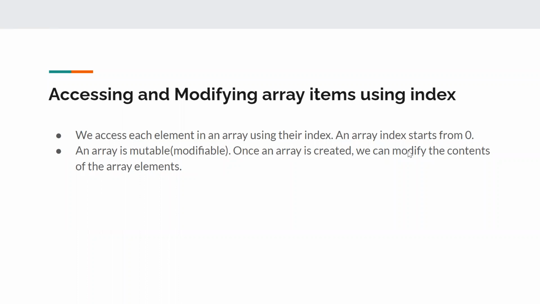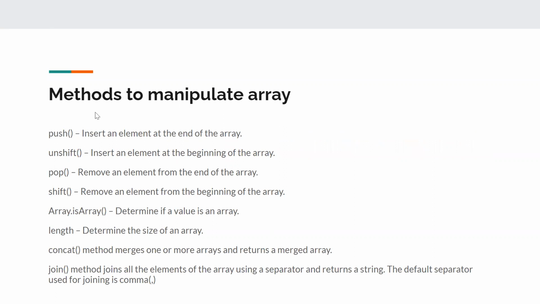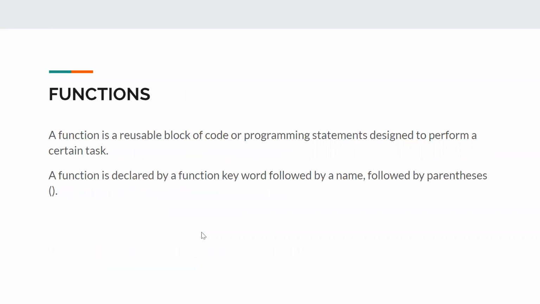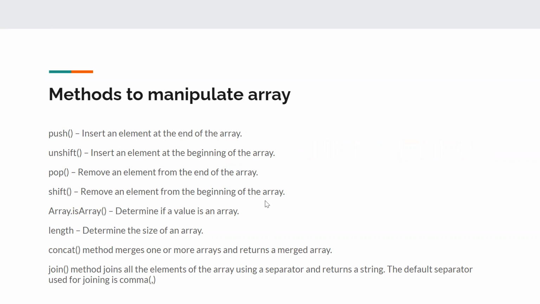Once an array is created, we can modify the content of that array. And then we have different methods of manipulating an array, right? We have push, unshift, pop, shift, slice, splice, concat, and join. Don't worry. Let me copy all of these and then we'll play with all of them as well.